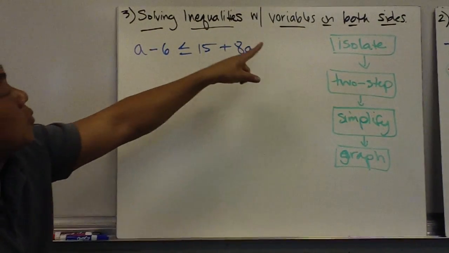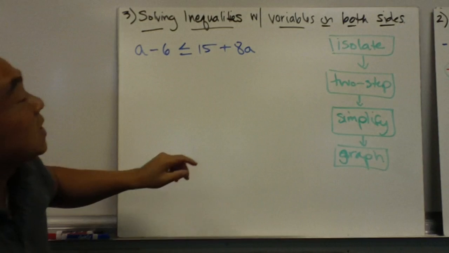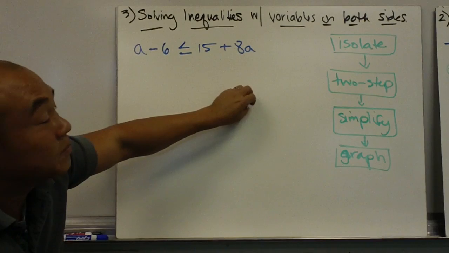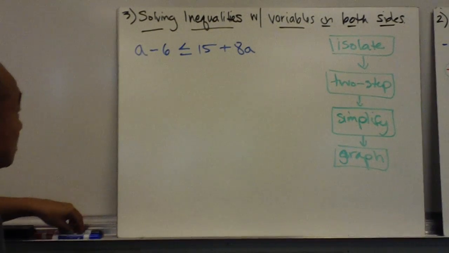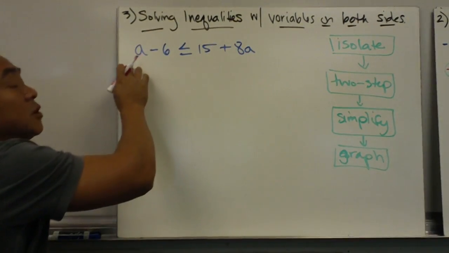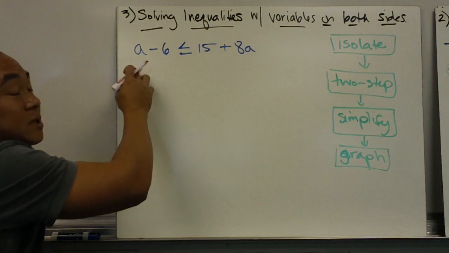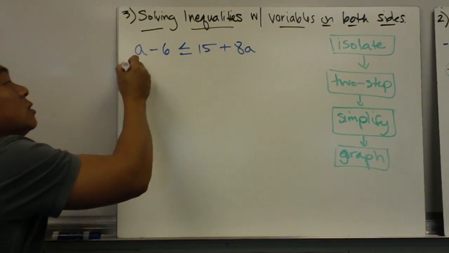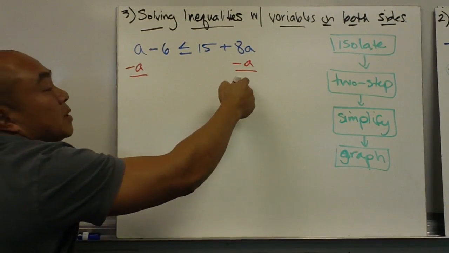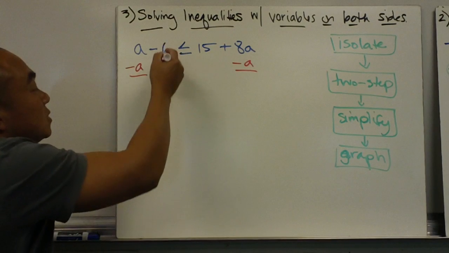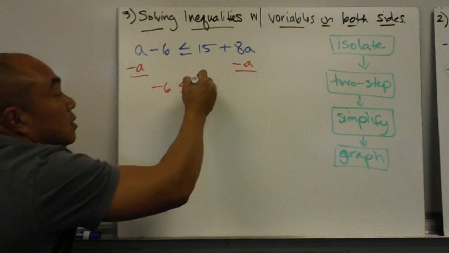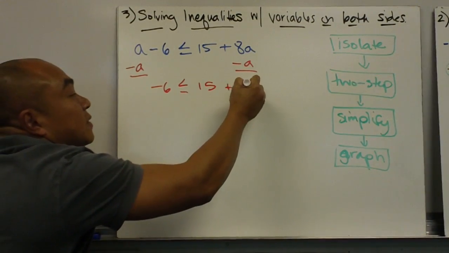Alright, third one, solving inequalities with variables on both sides. Notice I have a variable here and a variable here. So I need to go ahead and make sure that I have variables on one side. So I'm going to isolate first. So knowing that if I were to subtract 8a here, I'm going to have a negative number. I'm going to choose to subtract a from this side and subtract a from this side because I'm going to be left with a 7a here, positive. So let's rewrite. So I have negative 6 is less than or equal to 15 plus 7a.